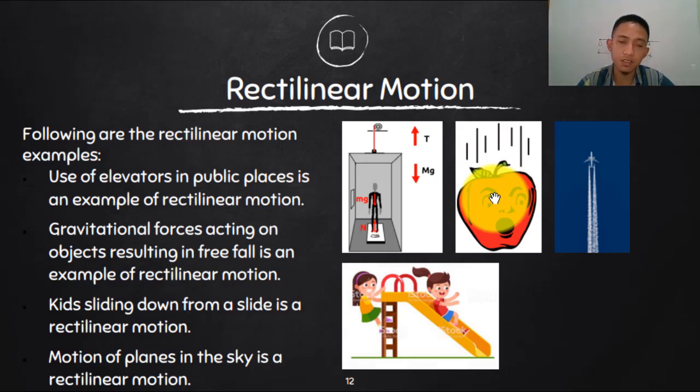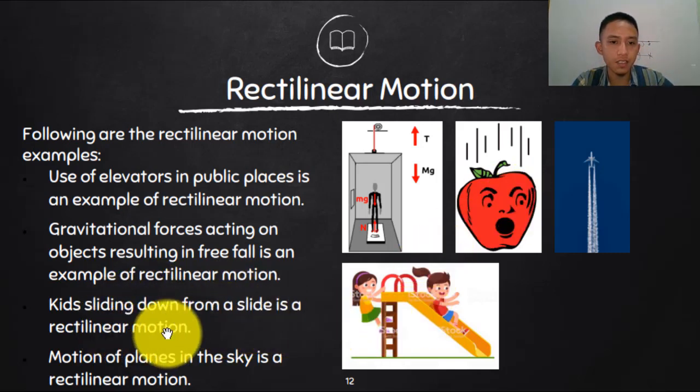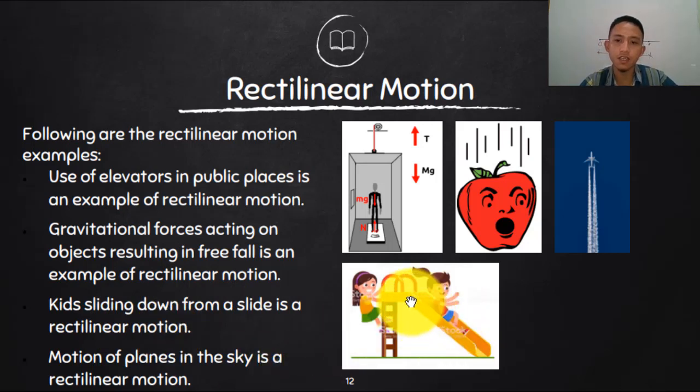So that is a straight line. That is also rectilinear motion. Kids sliding down from a slide is a rectilinear motion. Yes, it depends on what slide. But in this picture, that slide is a straight inclined slide, so of course, that is a rectilinear motion. But there are slides wherein it is a curve, so that is not a rectilinear motion. That is only for the example in this picture.